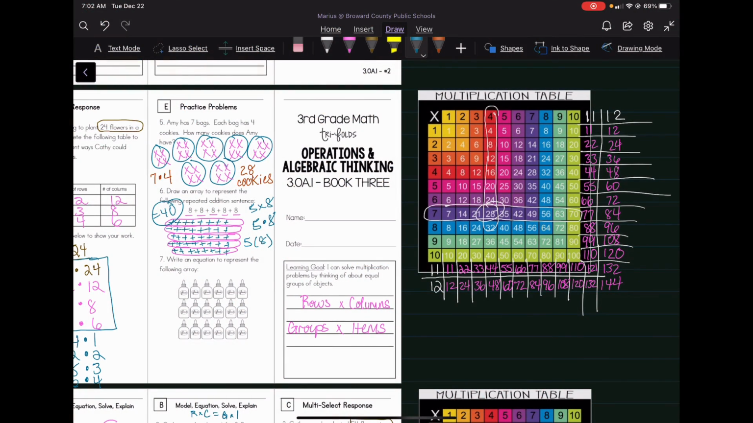Number 7, the last one. It says, write an equation to represent the following array. Here are rows, and here are our columns. So let's count it. We have how many rows? 1, 2, 3. So that's 3 times, and then how many columns? 1, 2, 3, 4, 5, 6. 6 columns, which is a total of 18.